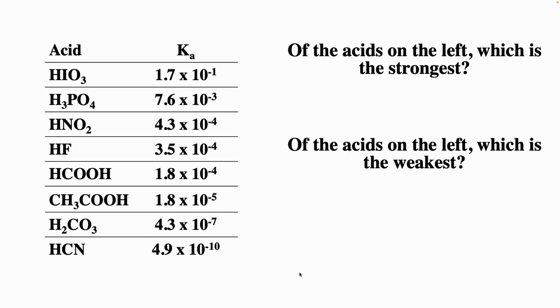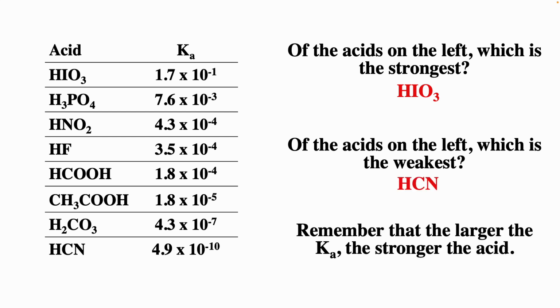It's also kind of interesting. We can ask, of the acids on the left, which is the strongest? It's going to be the one with the largest Ka, and so that corresponds to HIO3. The weakest corresponds to the one with the smallest Ka, which is HCN. And so please remember, Ka indicates the strength of the acid.